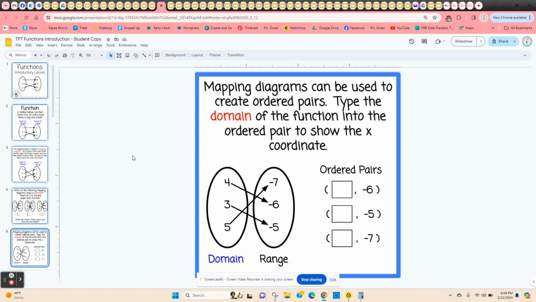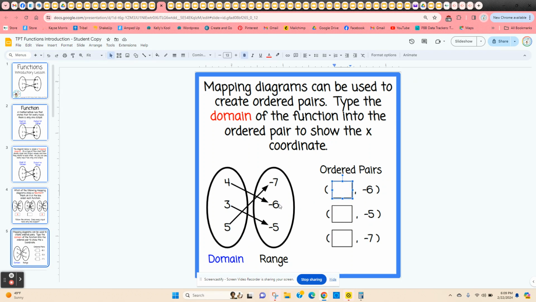Now the next one explains that a mapping diagram can be used to create ordered pairs. So you want to type the domain first and the range second, and that creates your ordered pair that you can graph on the coordinate plane. So here we're just going to type in the domain.